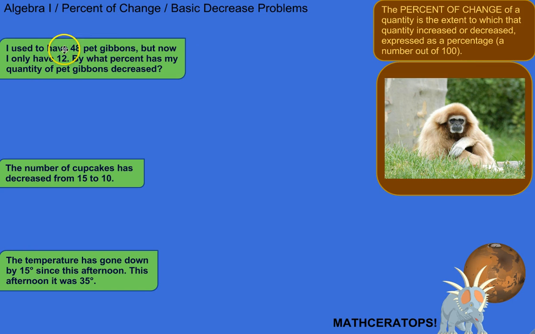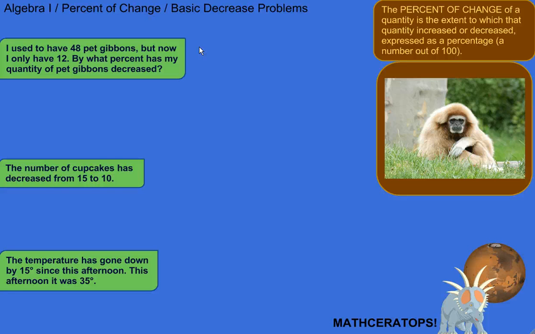So looking at the first example, I used to have 48 pet gibbons, but now I only have 12. So you know that number has gone down by 36 gibbons, right? But I want to know, what does that decrease of 36 gibbons mean as a percentage, right? And it's a good way to compare decreases.